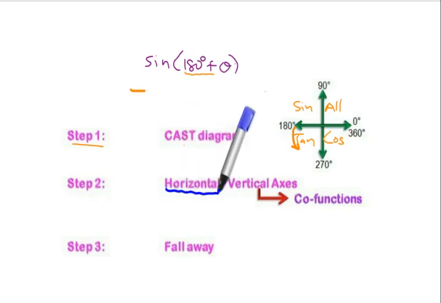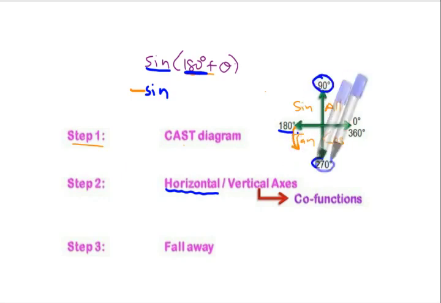Is that a horizontal or a vertical axis? If it is a horizontal axis, as it is in this case, because 180 degrees lies on the horizontal axis, then sine would stay sine. So we can just write it in. If it was a vertical axis, so either we used the 90 degrees or the 270, sine would change into its co-function, which is then cos. Sine and cos are co-functions of each other.